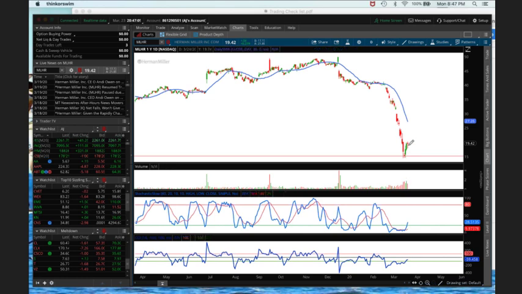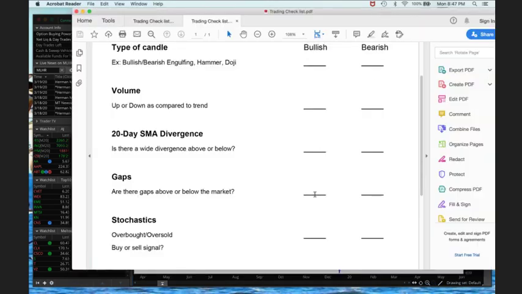Wide divergence from that moving average. That's bullish. You have gaps above the market. That's bullish. Oscillators are crossing with buy signals. That's bullish. Here's another buy signal. Bullish. Every single point on this checklist, bullish, bullish, bullish, bullish, bullish, all the way down.